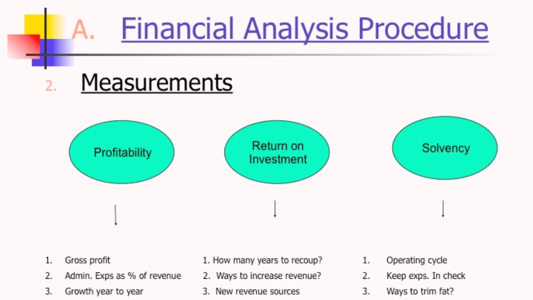What do we want to see in profitability? Well, we see these 5 points. We want to certainly have gross profit. That's one of our measurements of profitability. Administrative expenses as a percent of revenue, we want to look at that. We want to make sure that these admin expenses are not too high. And growth year to year, we want to see a business that's growing year over year. Net profit after taxes, and can we recoup our investment in a certain number of years?